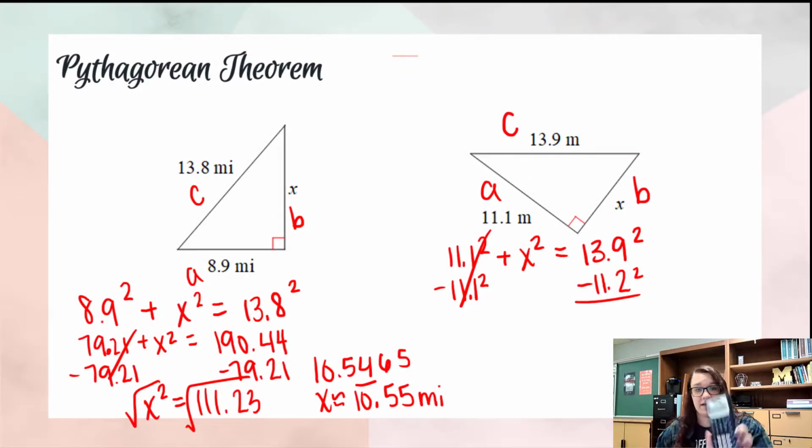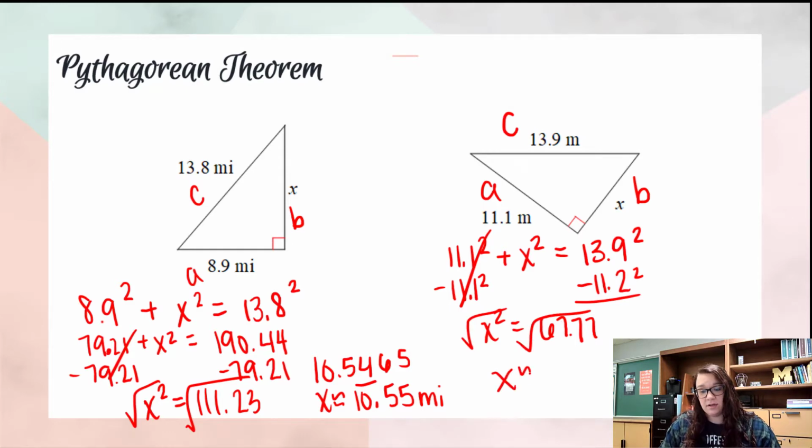Okay, so I did, and I got 67.77. So I've got x squared equals 67.77. And then lastly, let's take the square root of both sides. So x is approximately, let me take the square root of 67.77, 8.23. And we're talking about meters.